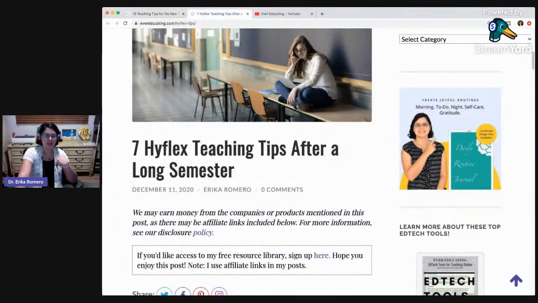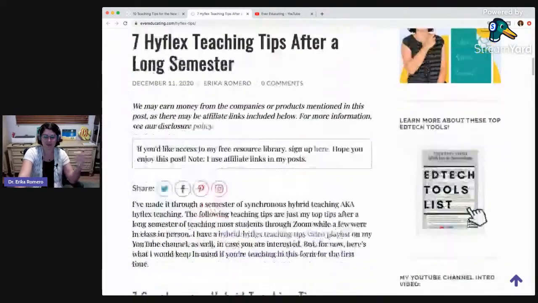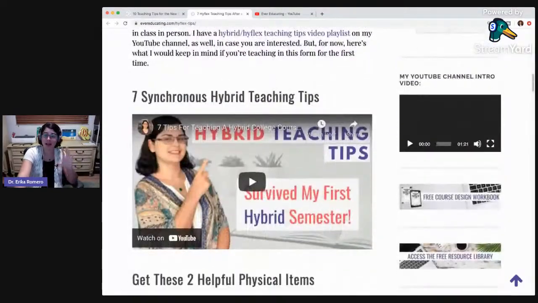And then kind of switching over here, so 7, right, a few less, high flex teaching tips after a long semester. So I taught high flex all of last year. So the fall and the spring, I had a few students in person in the fall, the rest on Zoom. And in the spring, I had most in person and a few on Zoom. So what did I learn from this experience? So I do have a whole playlist about hybrid or high flex teaching. I have a collection of activity ideas as well that I'll link below in case you want access to that.